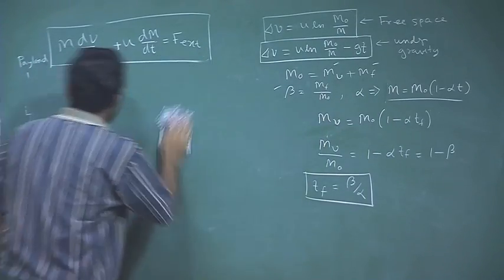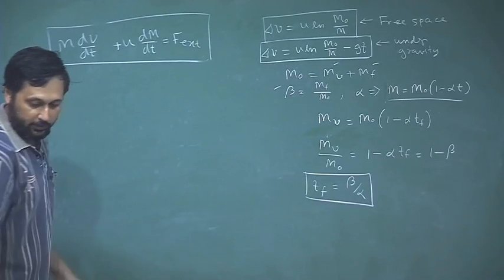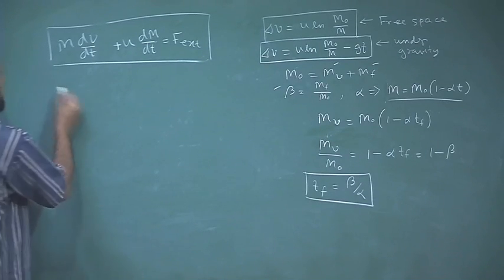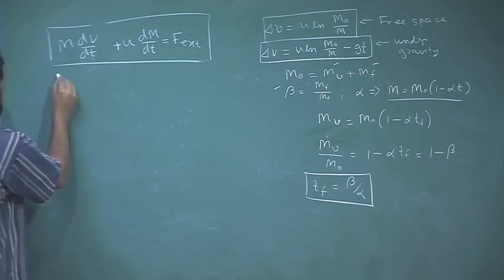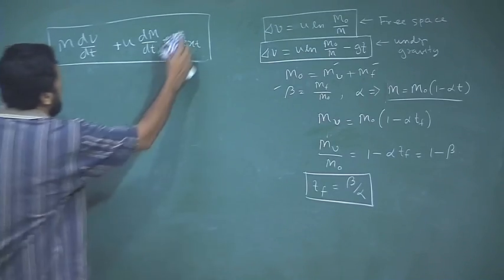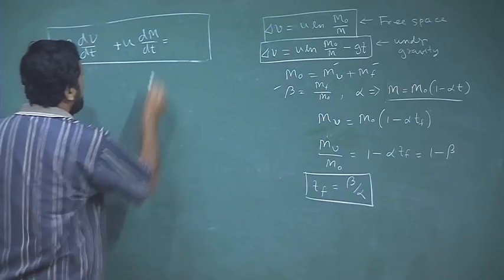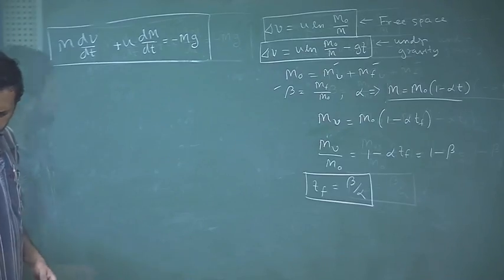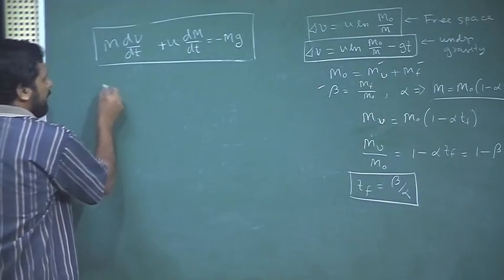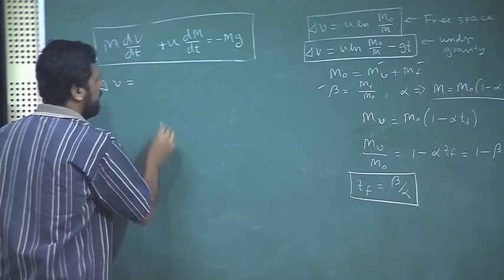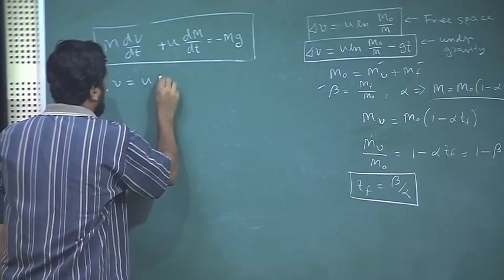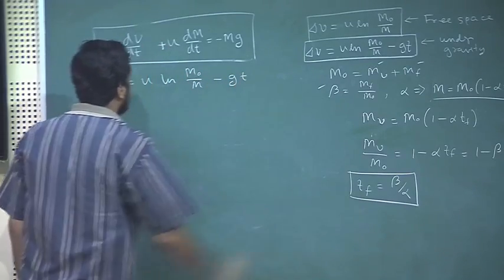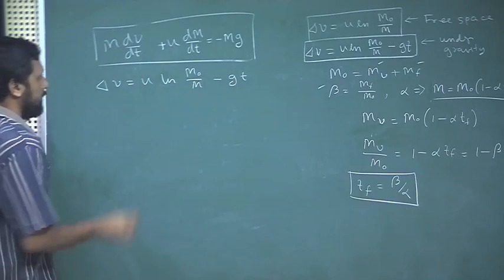So, we would like to have an expression for the velocity, for the distance traveled. In order to get this expression, we go back to this basic equation and we just replace F external as minus mg, and then we try to integrate it, and we have already done that, which gives us delta V is equal to u ln m0 by m minus gt. So, this is the exact same expression which I wrote here.